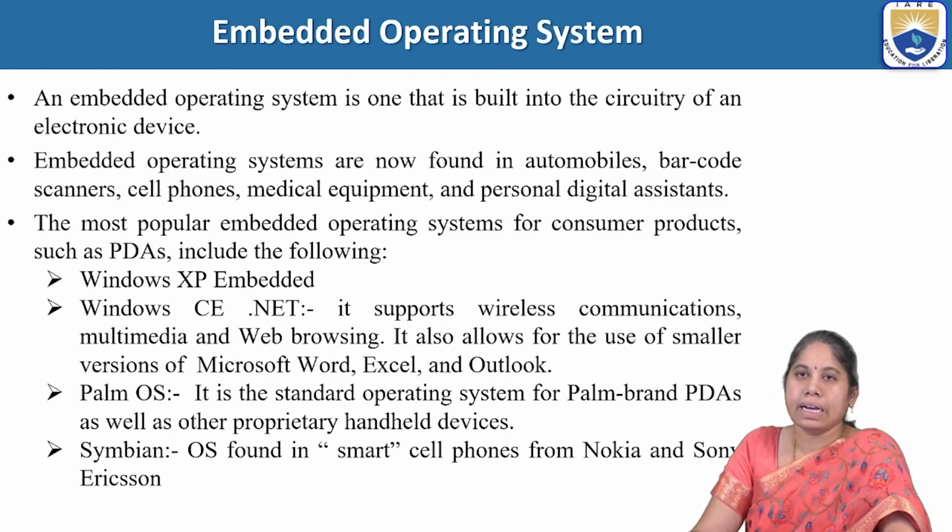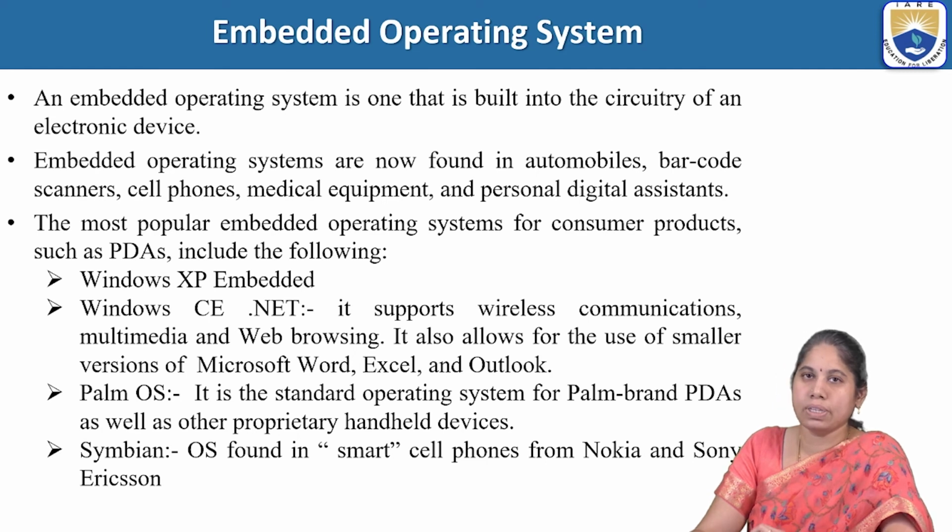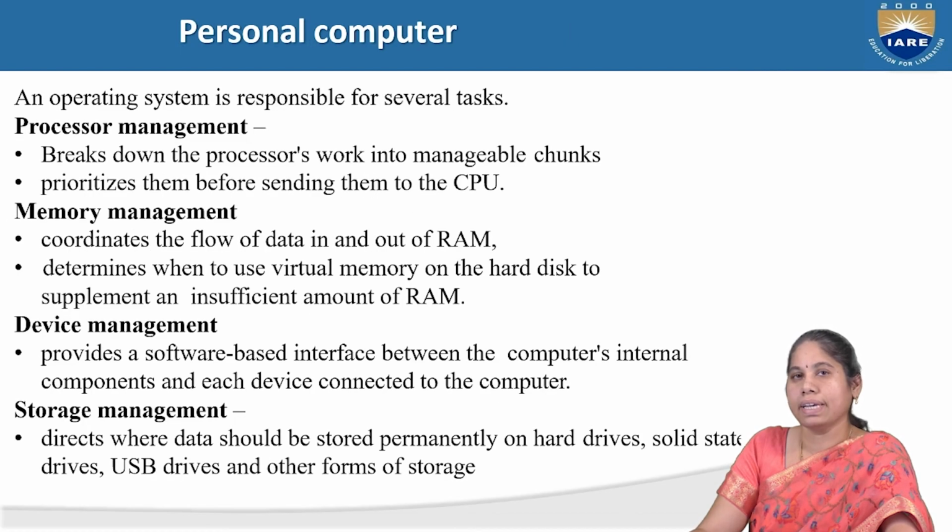Another kind of operating system is the embedded operating system. What you see in small devices like Palm OS, Symbian, automobiles, barcode scanners, and cell phones is that this embedded operating system is inbuilt and makes them function. Those kinds of operating systems we call embedded operating systems.